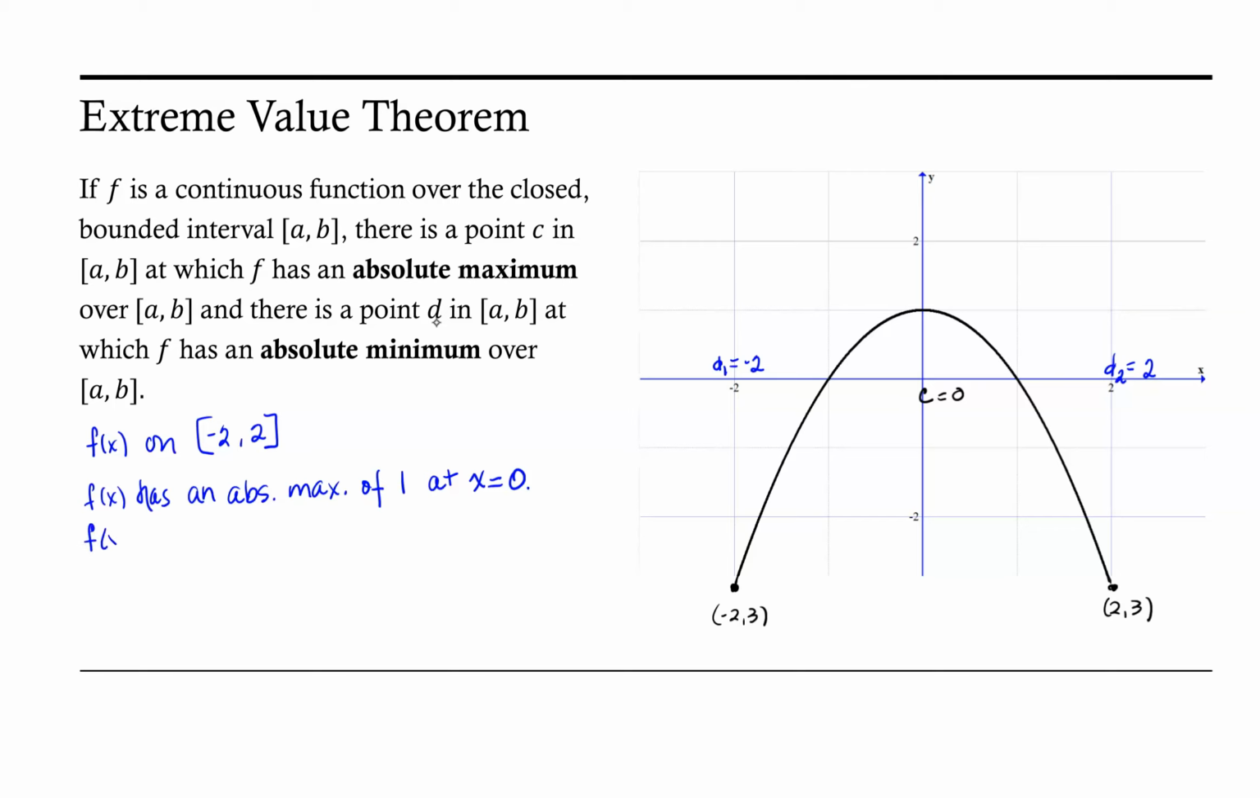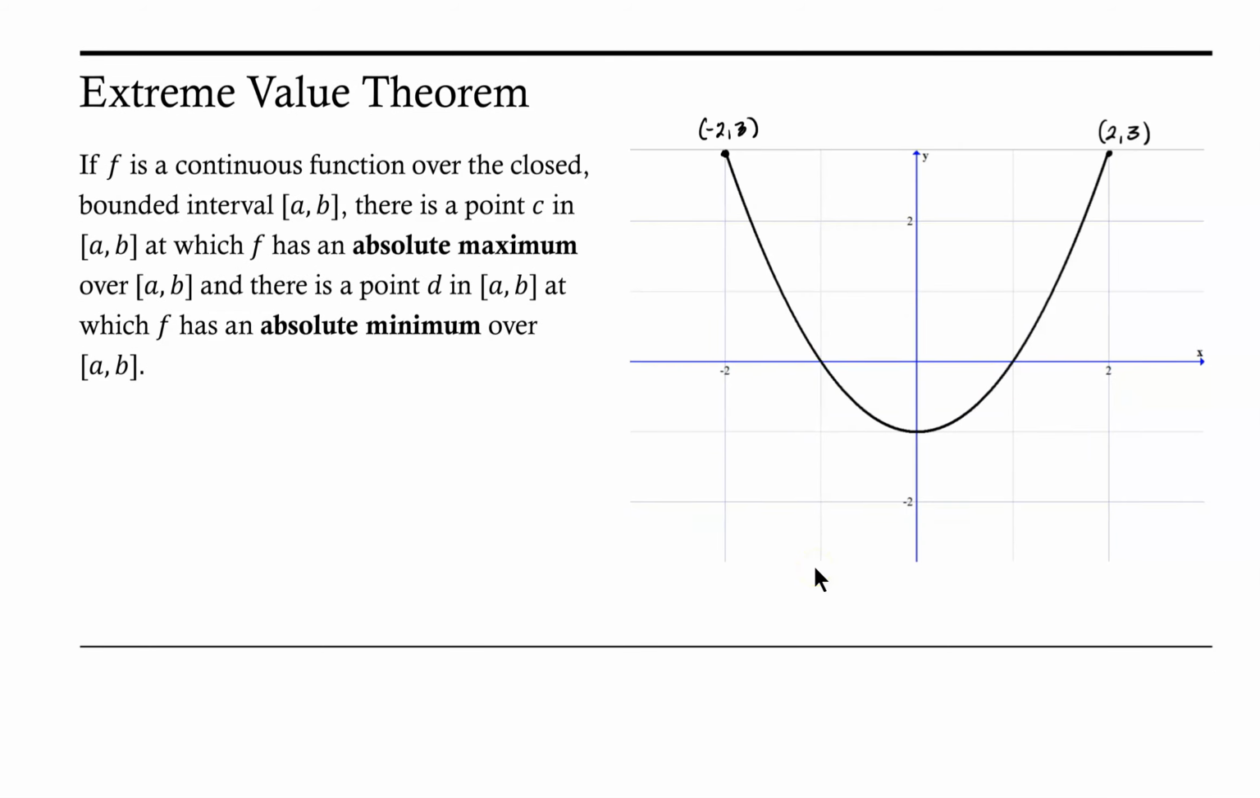So we could say that f of x has an absolute minimum of, now the minimum is that output value, and I'm sorry, those are not +3s, those are -3s. So it has an absolute minimum of -3 at, and now there are two locations, x equals -2 and x equals 2.